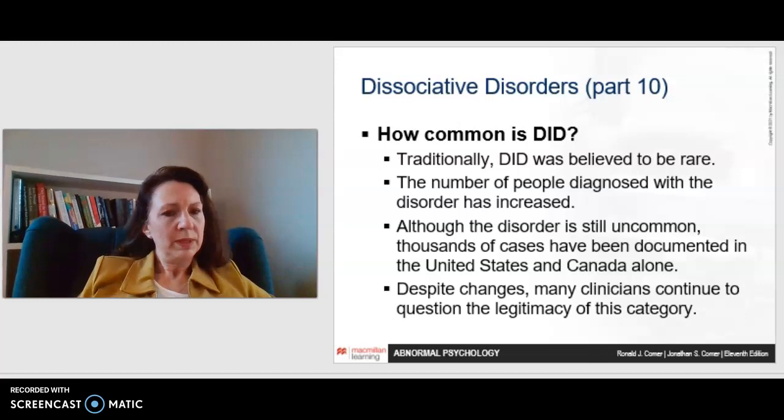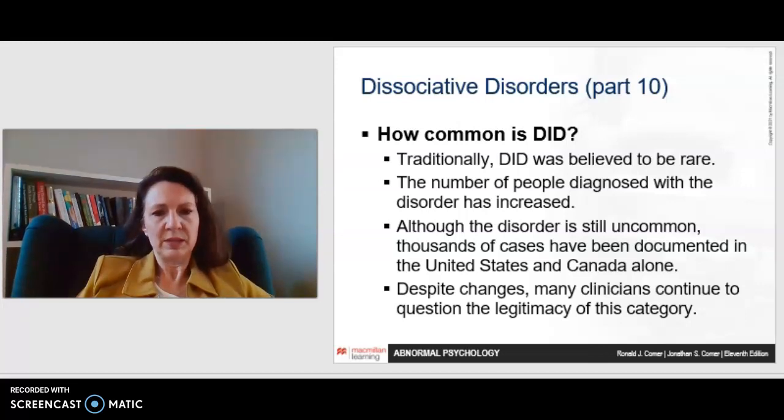In terms of how common DID is, it was traditionally believed to be rare, but the number of people diagnosed has increased over time. Although the disorder is still uncommon, there are thousands of cases that have been documented, not only in the United States but Canada. Despite changes, many clinicians continue to question the legitimacy of this category, though.